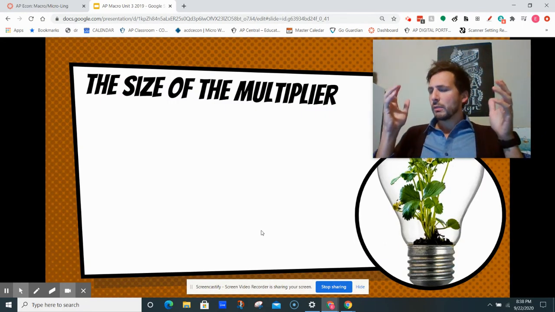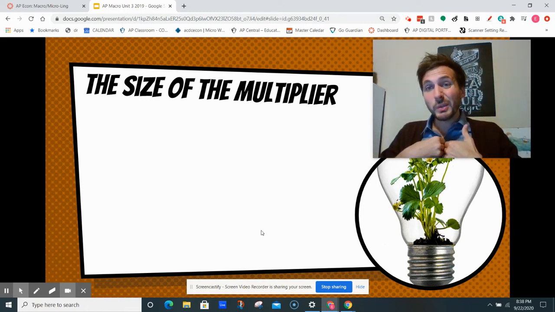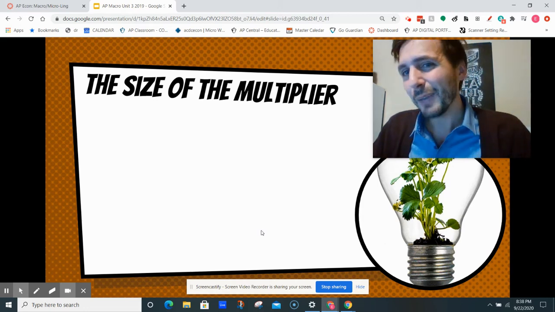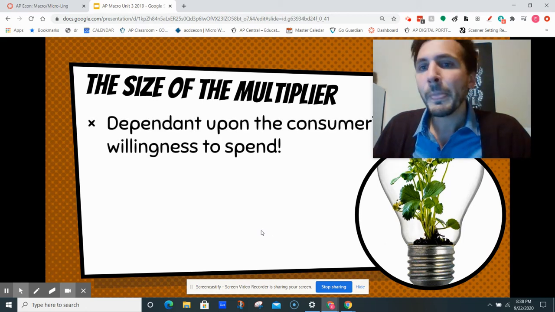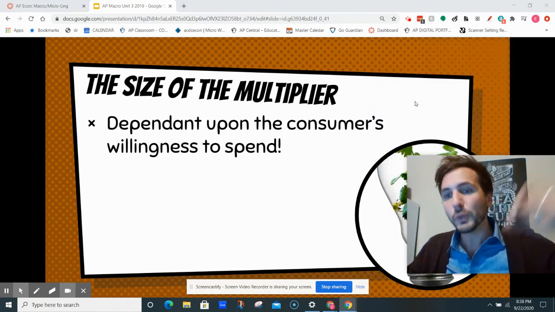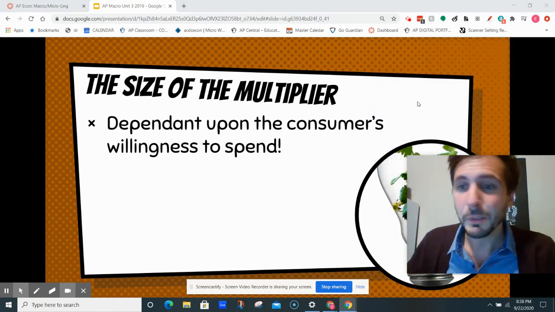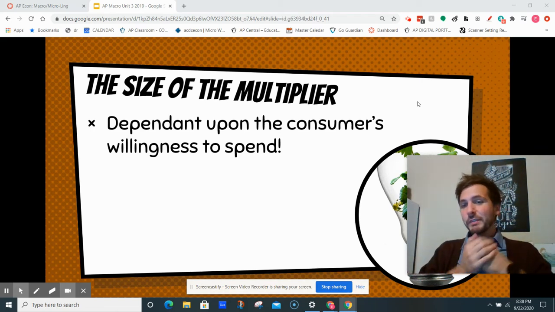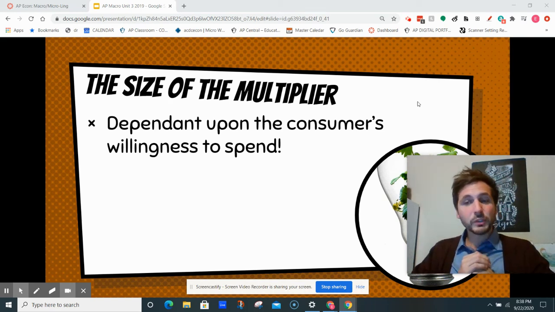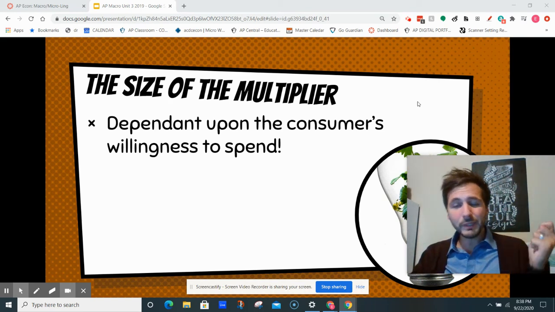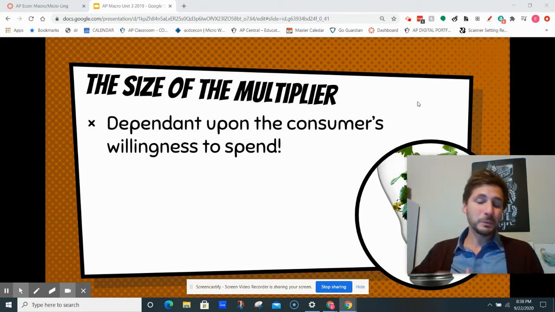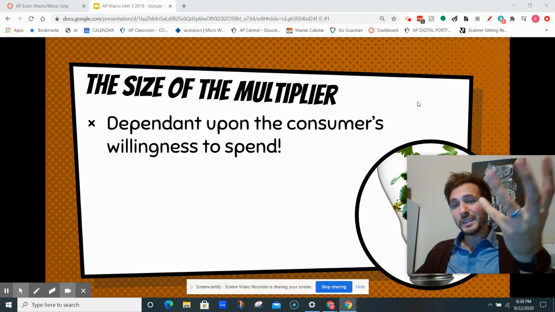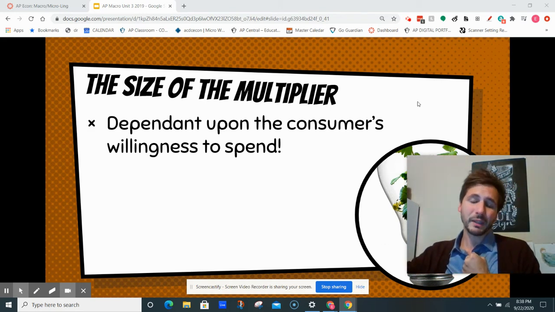Okay, in order to get it right, you have to understand what the multiplier is and what the size of that multiplier will be. The multiplier, or how much a dollar is multiplied by, depends on how much we're willing to spend. If we spend 99 cents of every dollar we receive, then the multiplier is going to be really, really large because only 1 penny is going to be taken out at a time. But if we only spend 10 cents of every dollar received, then the multiplier is going to be really small because in that first transaction, only 10 more cents are going back into the economy.